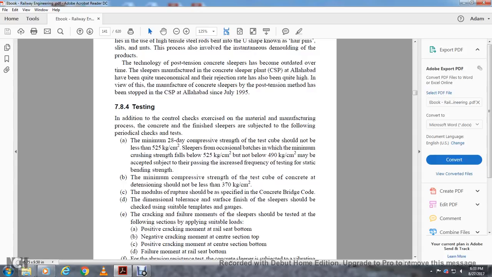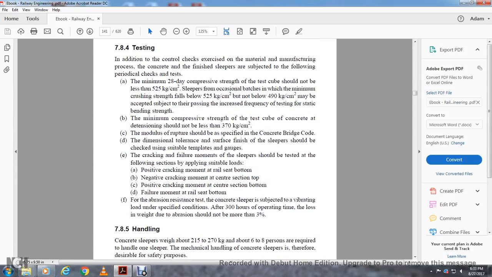Positive cracking moment at the rail seat bottom. Negative cracking moment at the center section top. Positive cracking moment at the center section bottom. Failure moment at the rail seat bottom. Fourth, the abrasion resistance test: the concrete sleeper is subjected to vibration load under specific conditions. After 300 hours of operating time, the weight loss due to abrasion should not be more than 3%.